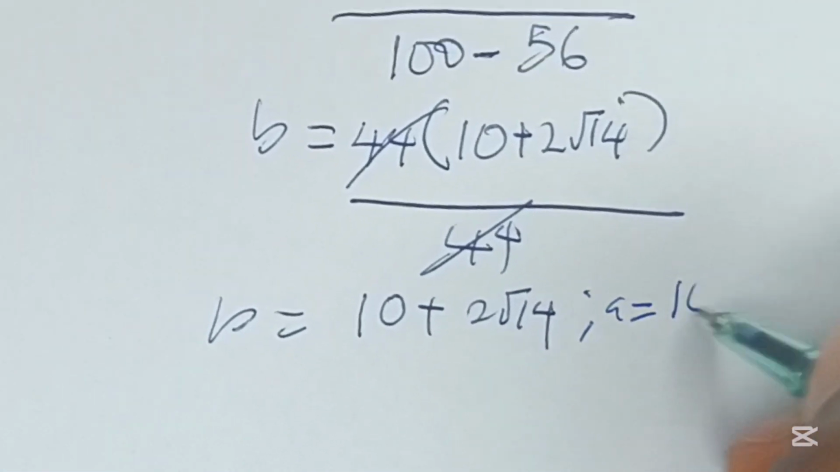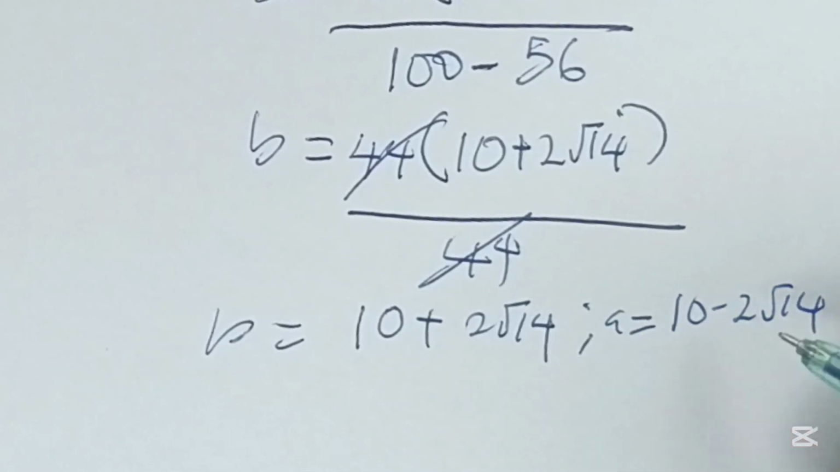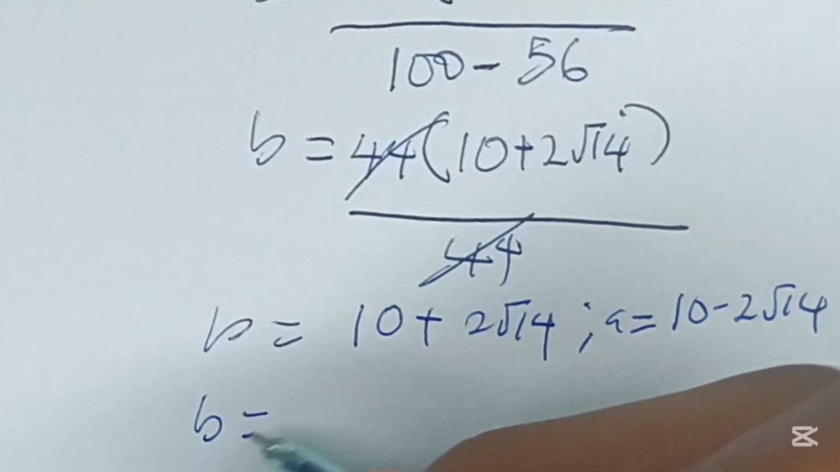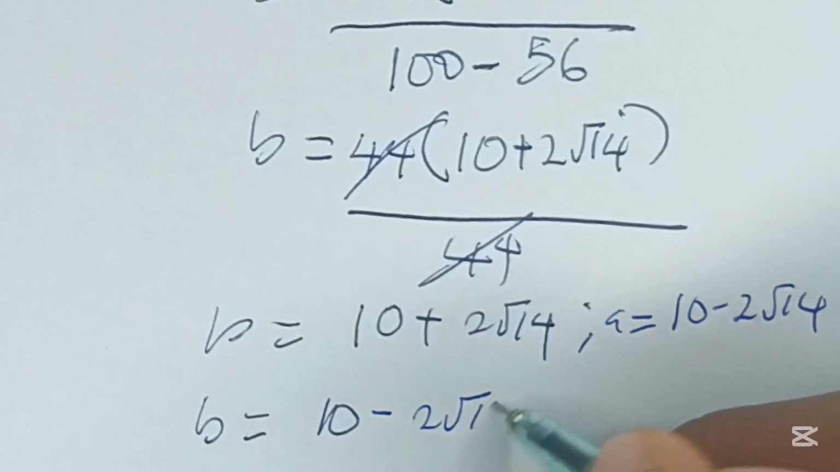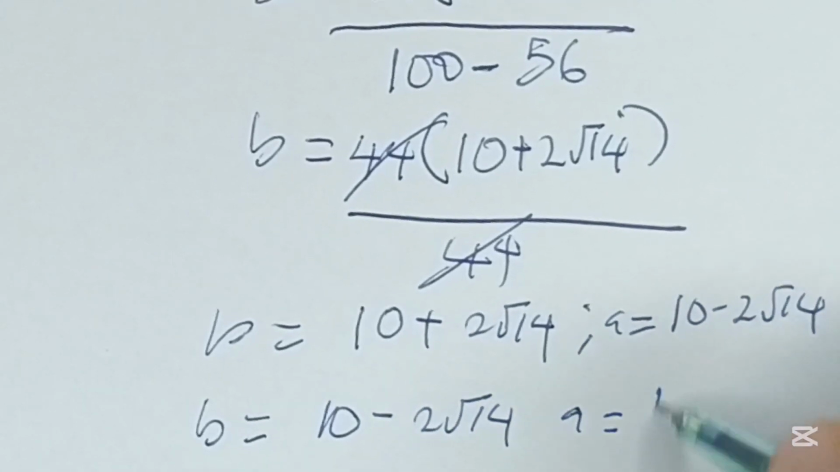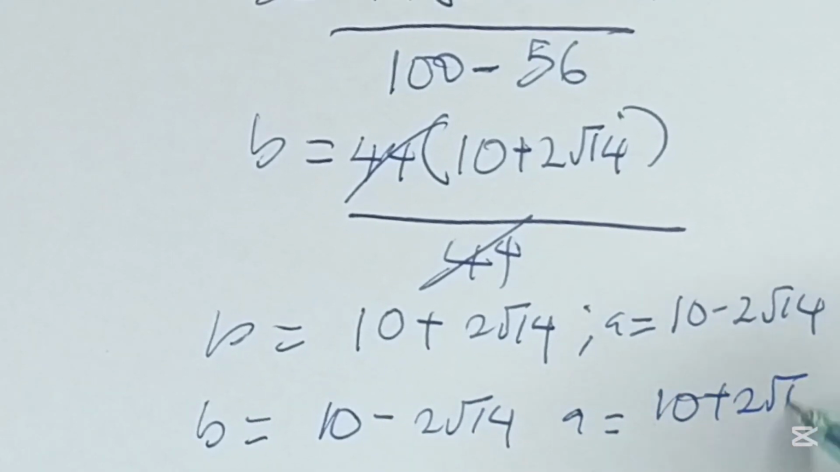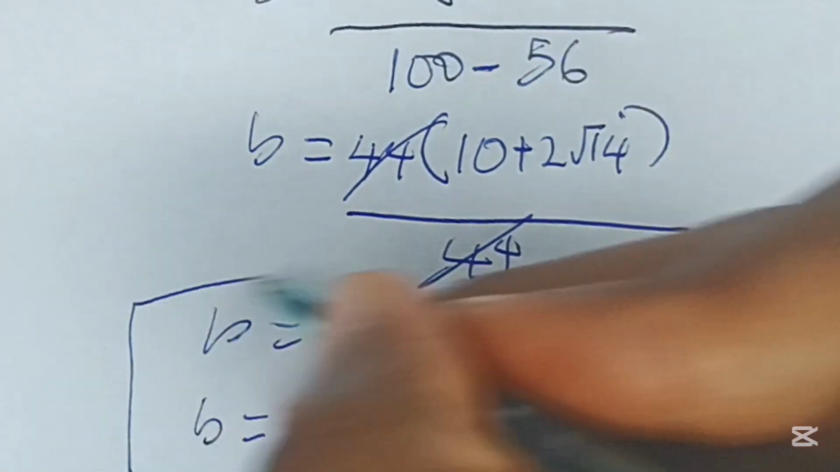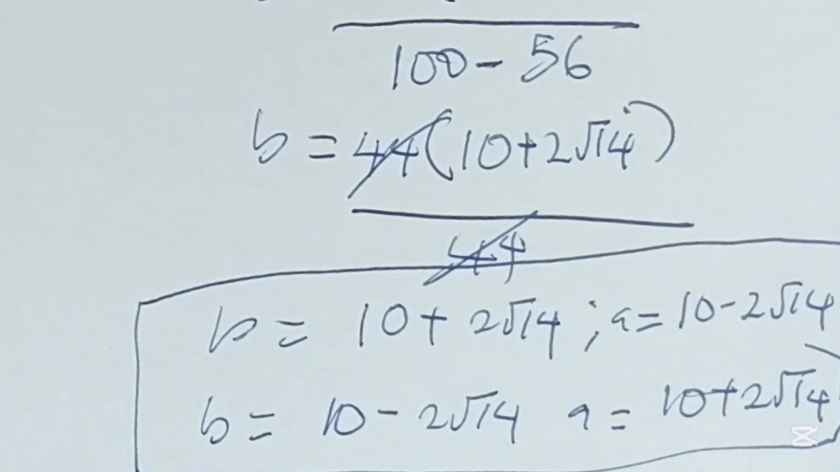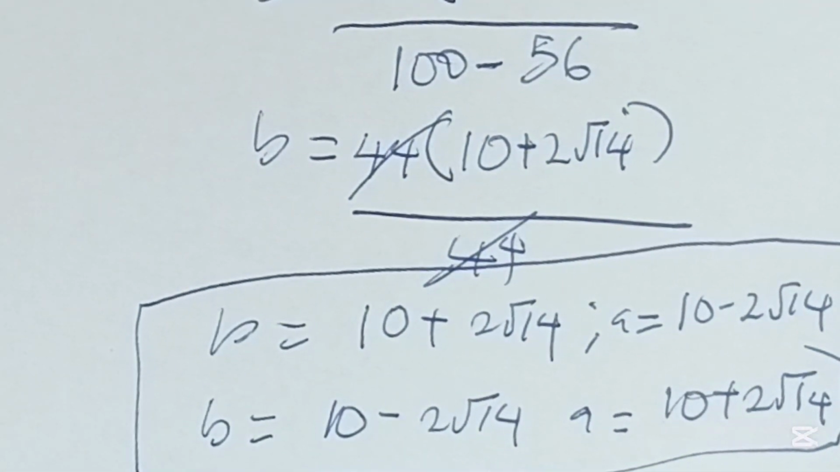when a is equal to 10 minus 2 root 14, which means that when b is equal to 10 minus 2 root 14, a will become equal to 10 plus 2 root 14. And these are the answers to this given question.